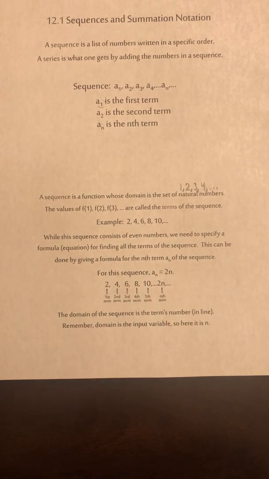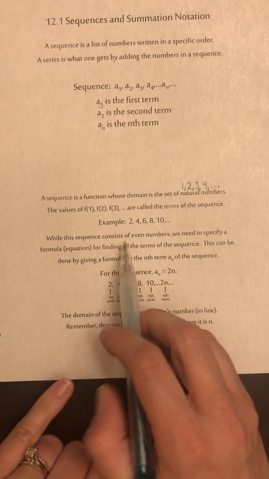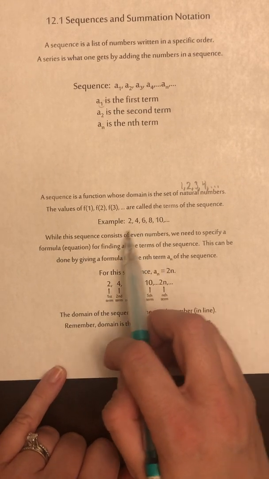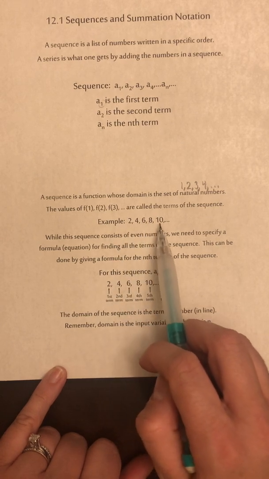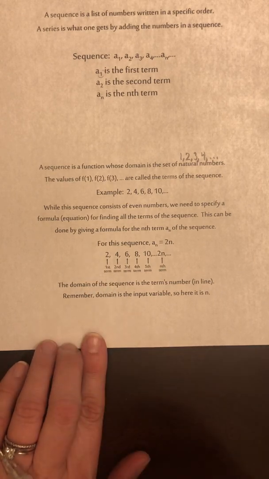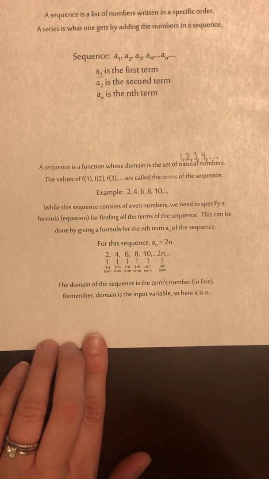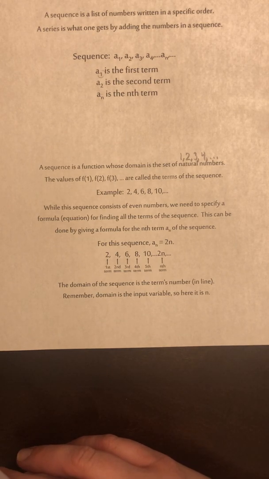A sequence is a function whose domain is the set of natural numbers. The values of f of 1, f of 2, f of 3 are called the terms of the sequence. So for example, 2, 4, 6, 8, 10, those are the terms of the sequence. The first term, the second term, the third term, the fourth term, the fifth term, and so on. While this sequence consists of even numbers, we need to specify a formula, otherwise known as an equation, for finding all of the terms of the sequence.